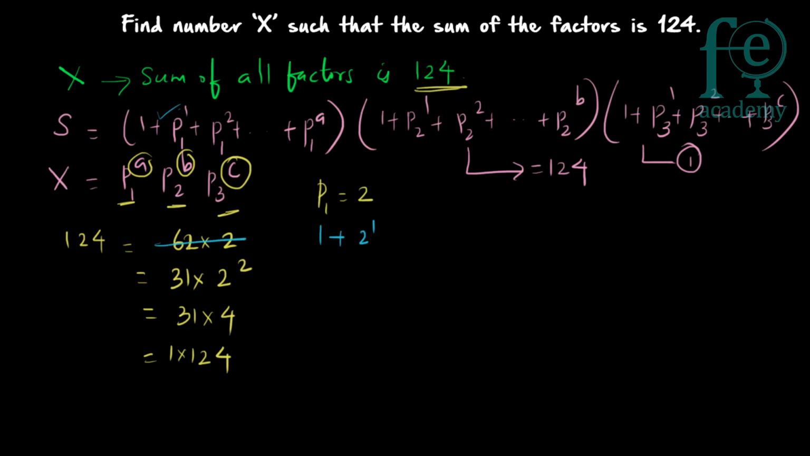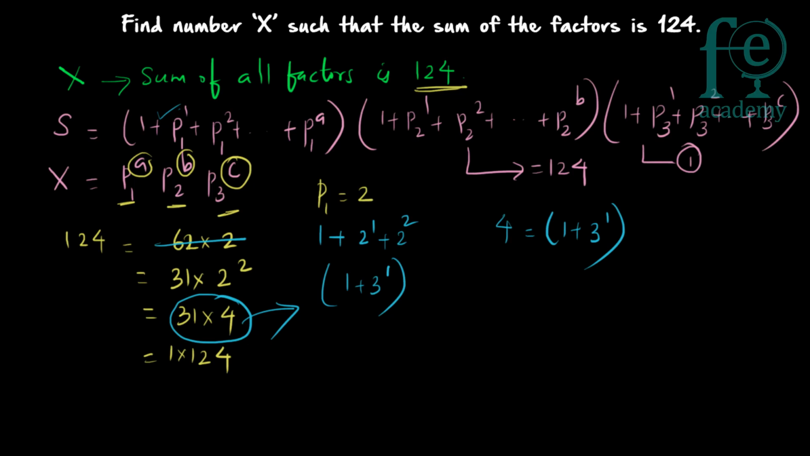So this cannot be considered here. Next, if you are taking 31 into 4, how can you express 4? Can you express 4 in terms of 2? 2 is a prime number. So 2 raised to 1 is 2, and 2 plus 1 is 3. The next term will be 2 square, 4, so this 4 won't come. Next, if you take 3, then 1 plus 3 is equal to 4. So 1 plus 3 raised to 1 is equal to 4. That is one way of expressing 4.